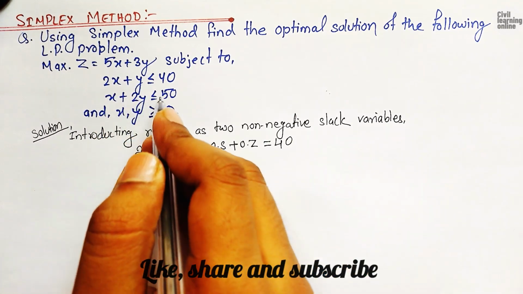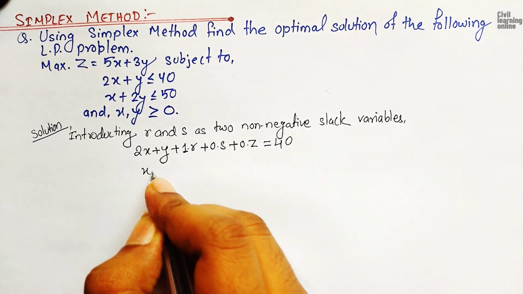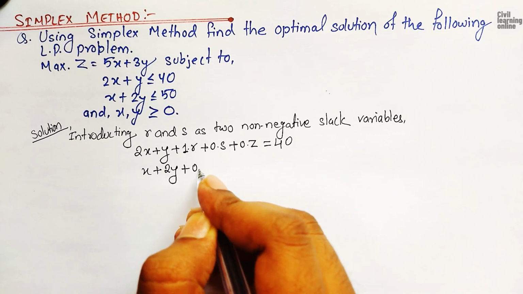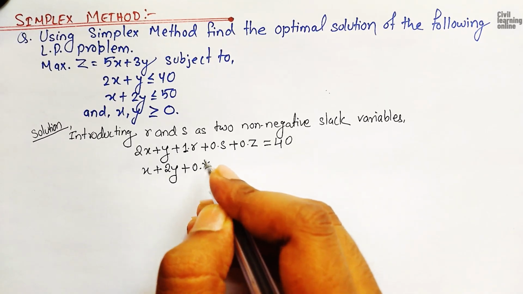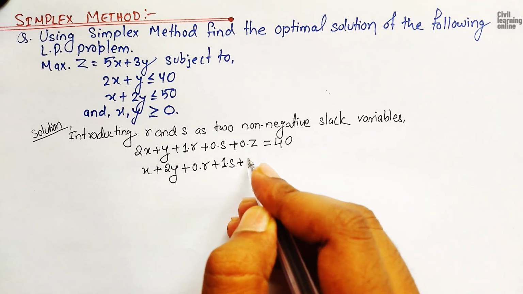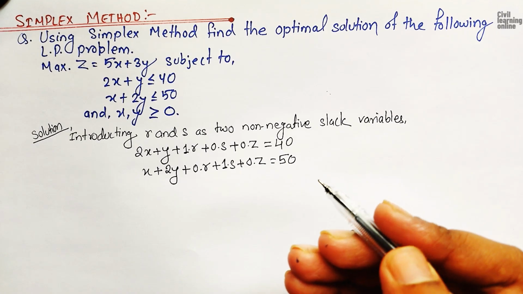Now move to the second inequality. We have to turn this inequality into an equation. So we have x plus 2y plus, this time we will take 0 times r plus 1 times s plus 0 times z equals to 50.